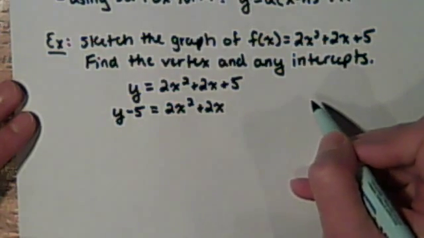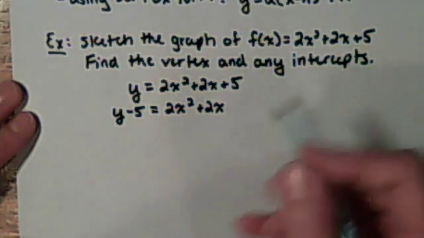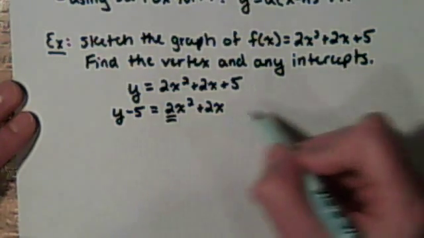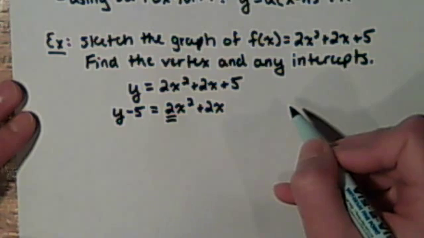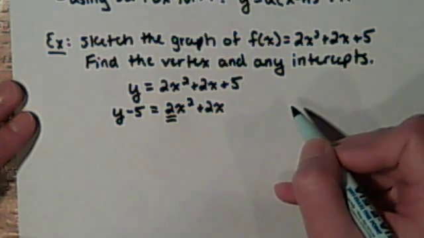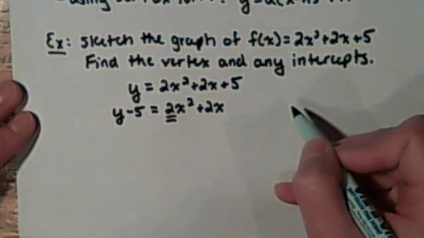Now we have the x squared and x term by itself on the right-hand side, and we can complete the square. But there is a problem with this. Notice that we have a leading coefficient of 2 here. When you have a leading coefficient other than 1, you may not complete the square. It doesn't work. So the first thing we need to do is rewrite this so it does have a leading coefficient of 1 with the x squared.